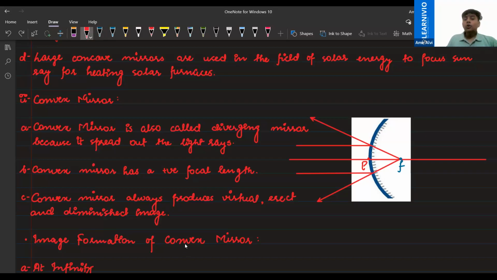Okay. Next, a convex mirror always produces virtual, erect, and diminished images. What do you mean by diminished? Diminished means smaller than the object. It will always form virtual and erect images, that means behind the mirror, as well as diminished images. Is that clear? So with this, the convex mirror portion is done.